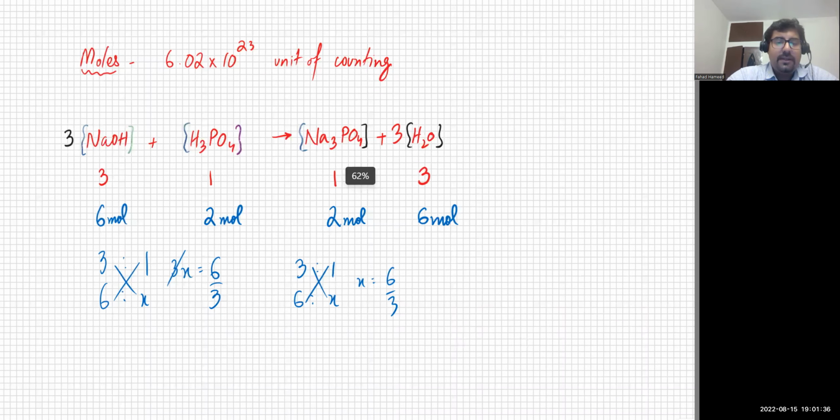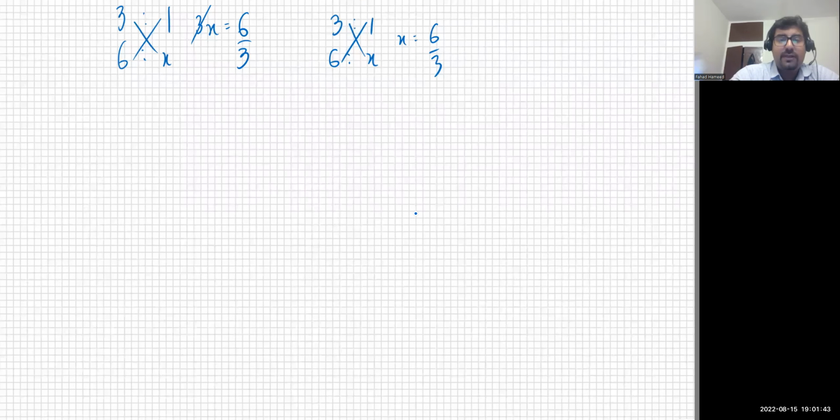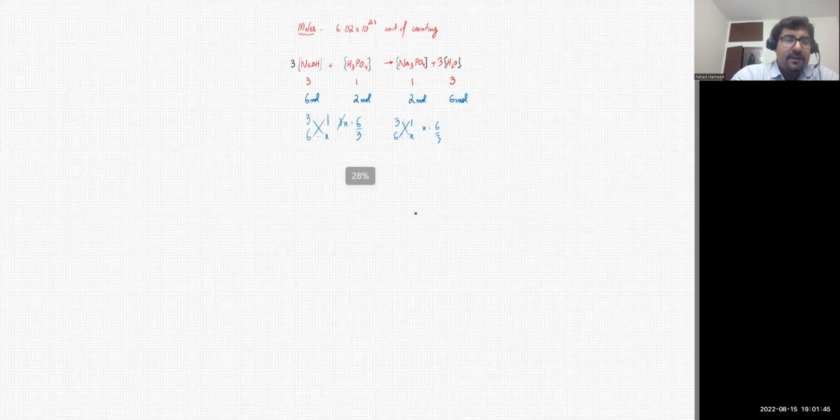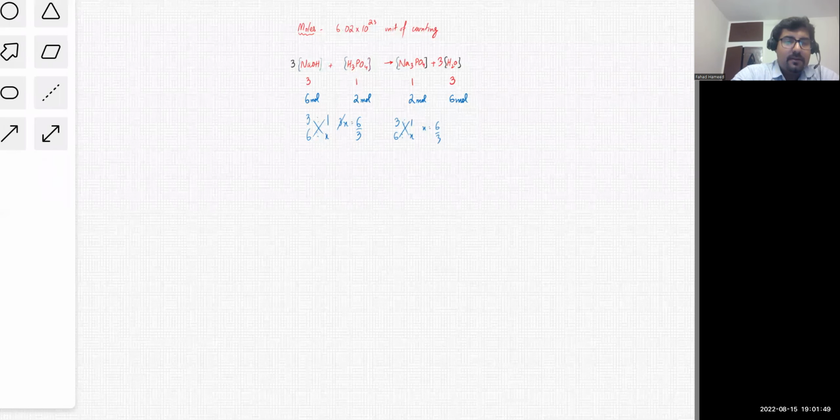So for all equations, you've got to learn how to use ratios. Okay, most moles questions are pretty much just ratio questions. Just one second, let me. So most of these moles questions are just ratio questions.